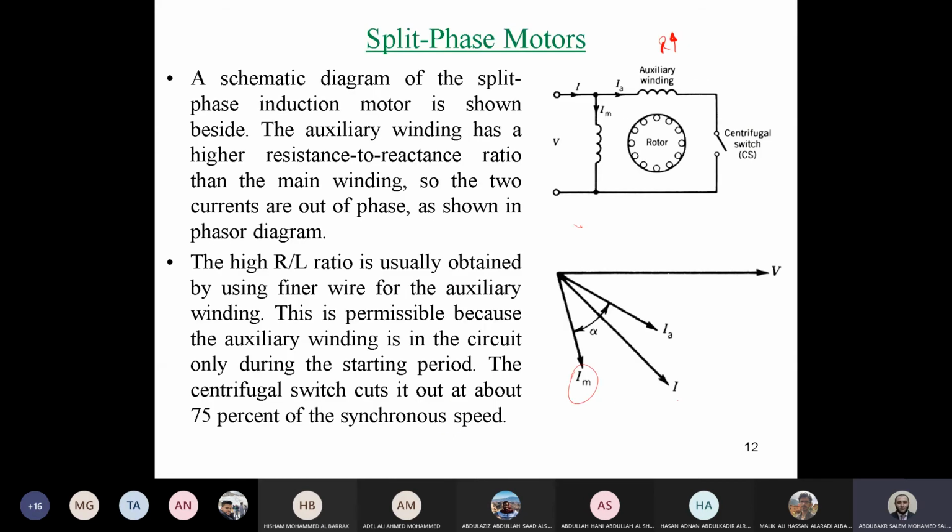If you insert more resistance in series with this winding, the current component angle will be very close to V. Right, guys? So this is going to make a higher difference, and this higher difference will attain higher flux and higher torque. So if you increase the angle alpha, this is going to increase the value of starting torque. Is it clear, guys? Any question?